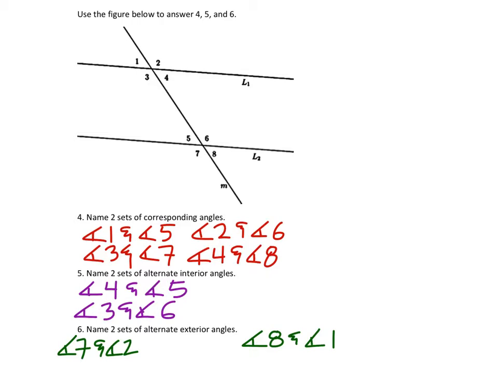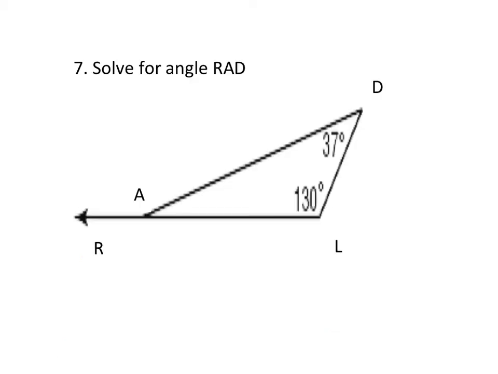Alternate interior angles and alternate exterior angles only have 2 pairs. So this would be the only 2 sets for numbers 5 and 6 that we could use. On the test, if you have those switched as angles 5 and 4, that's fine. The order of them doesn't matter as long as they're paired this way.